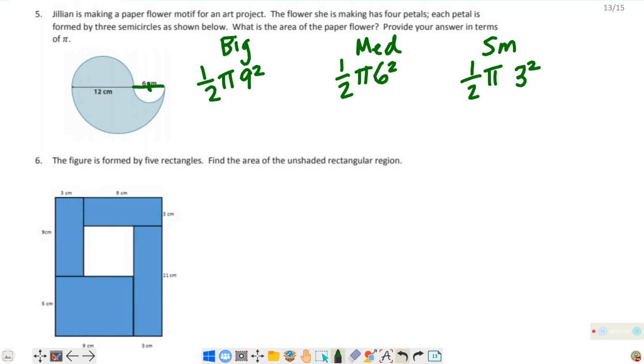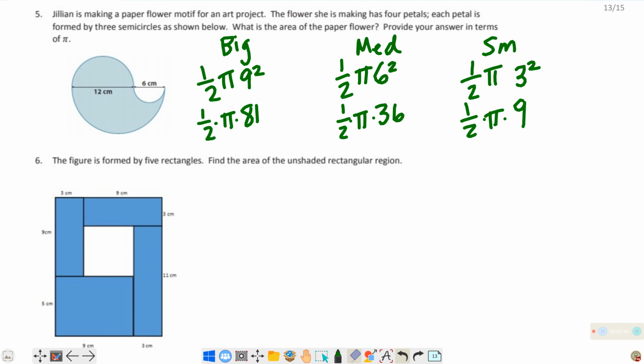All right, remember, squared doesn't mean multiply by 2. Squared means multiply it by itself. 9 times 9 is 81. So I need half times pi times 81. In this one, 6 times 6 is 36. So I have half times pi times 36. And over here we have half times pi times 9. 3 times 3 is 9.